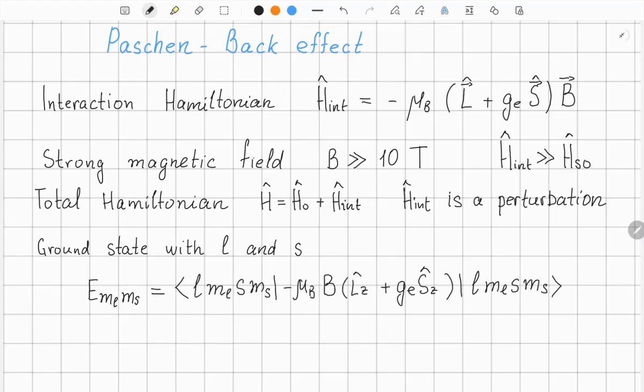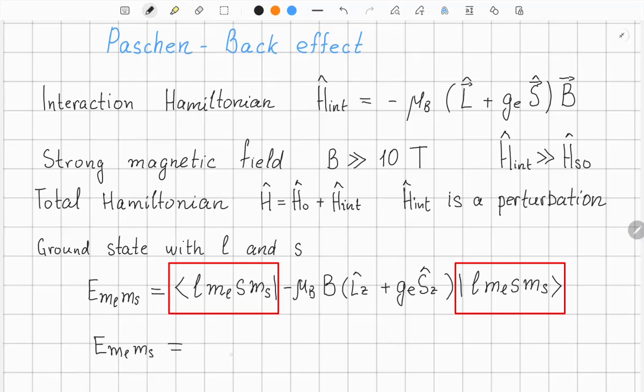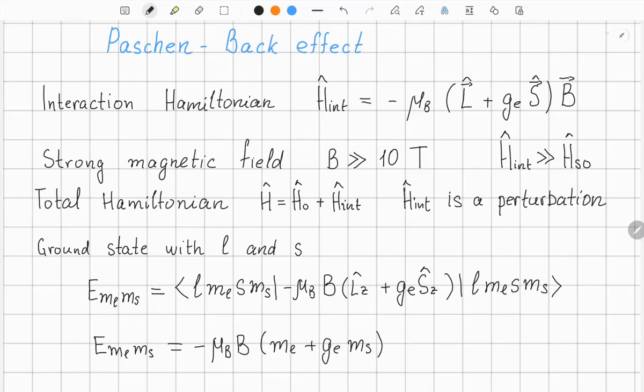Since our quantum states are also eigenstates of the operators Lz and Sz, E as a function of ml and ms can be written as follows. The last formula gives us an opportunity to calculate the energies of transitions observed in the Paschen-Back effect when the quantum numbers ml and ms are changed by 1.